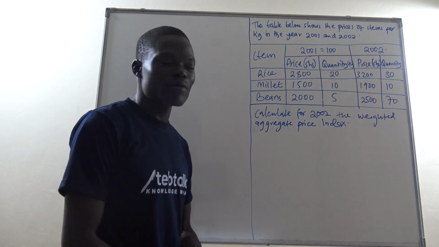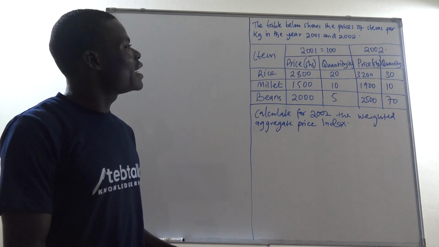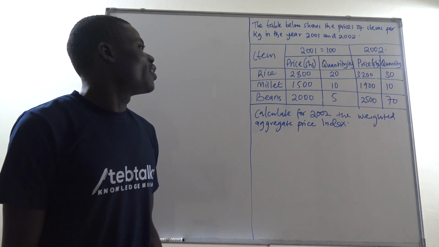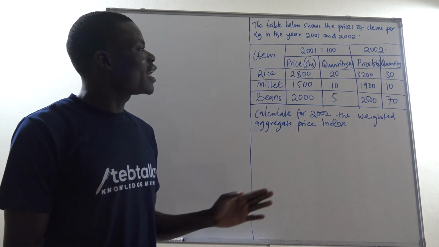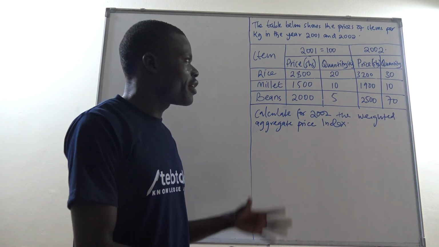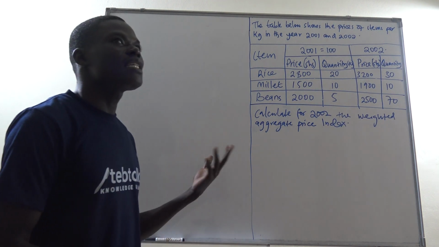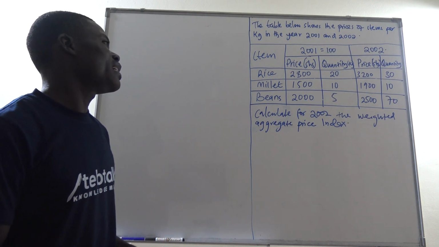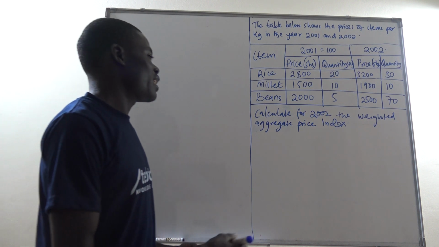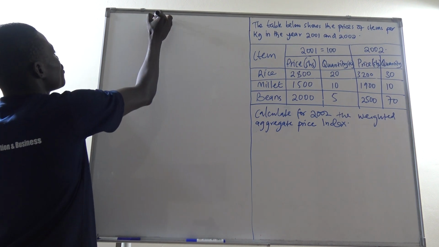In this video and this example, specifically, we shall look at how to calculate the weighted aggregate price index of data which has different quantities between the base year and the current year. How do we calculate that? We have been looking at how we calculate it when the base year and the current year have the same quantity. But in this case, the base year and the current year have different quantities. So to start with, let us look at the solution.